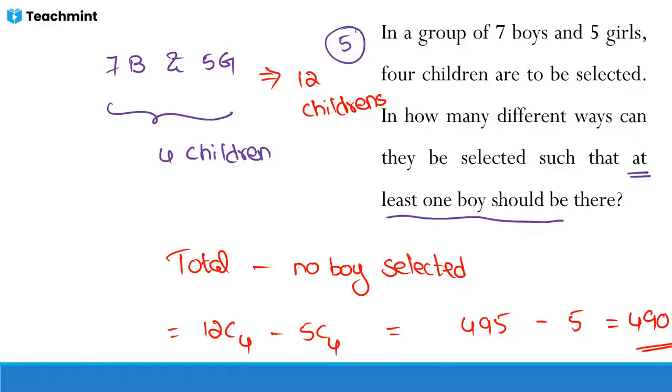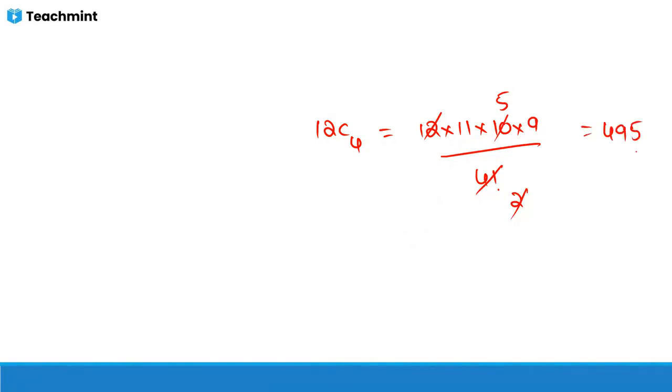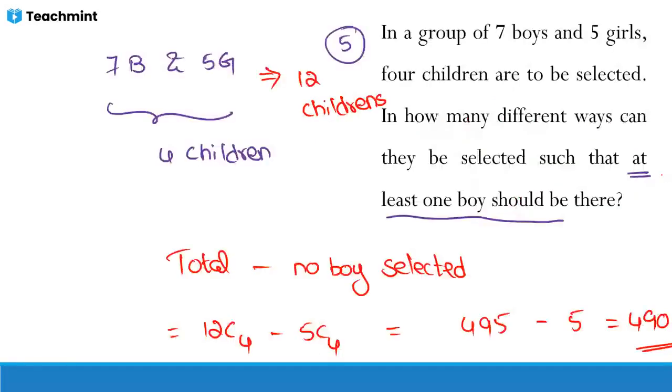If anyone missed the previous sessions, I'm just giving the input. For 12C4, the numerator needs 4 terms: 12, 11, 10, and 9. The denominator is 4 factorial, which is 24. 12 goes 2 times, and 2 goes 5 times. That's what your friends solved. 55 into 9, or 11 into 45, will give 495. Sometimes they'll give the options as 12C4 minus 5C4 also. Well and good, no problem.